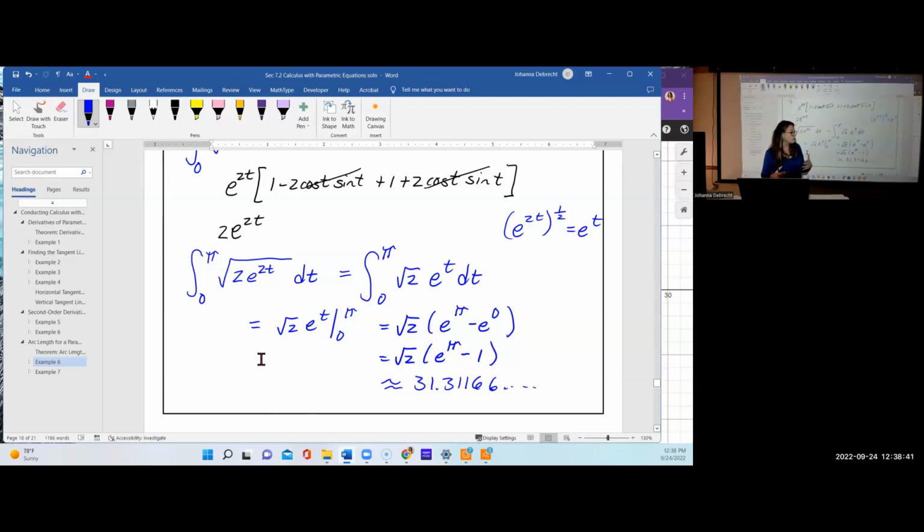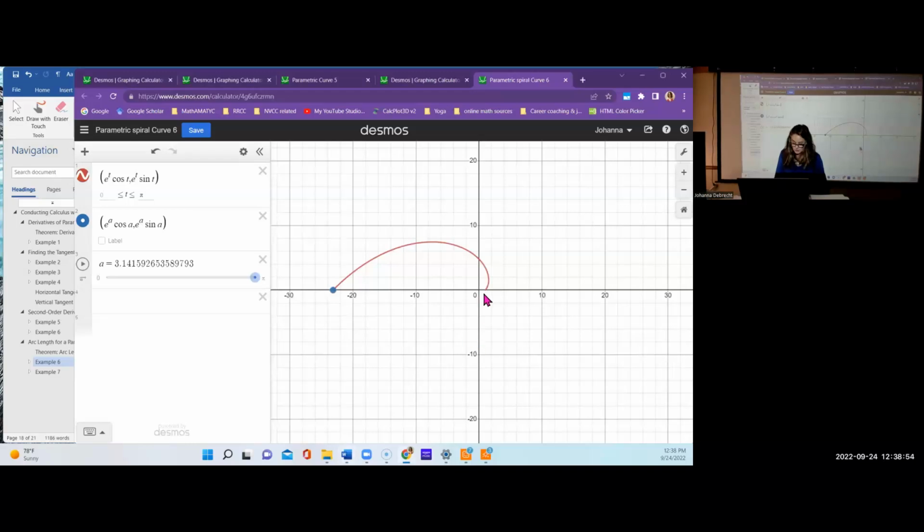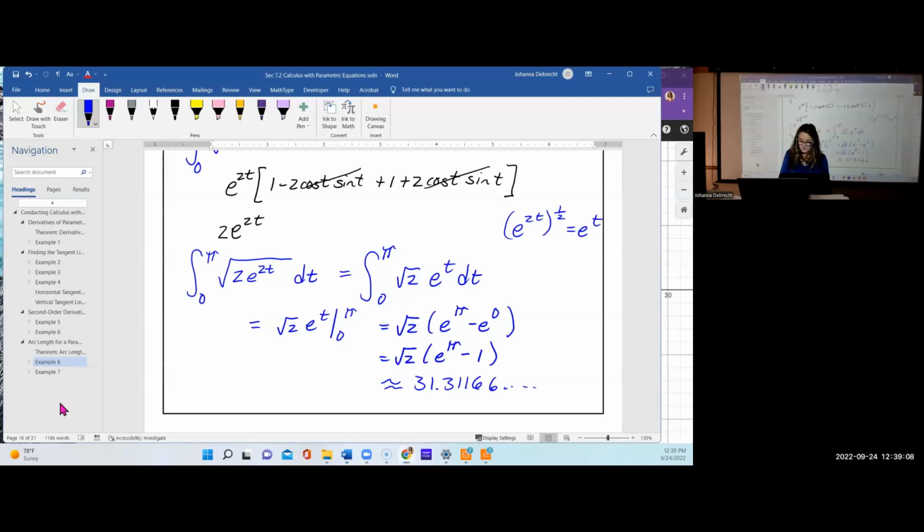You've got e to the pi, which is definitely irrational, and the square root of 2 is also irrational. So definitely a nasty number, but it's about 31 units long, a little more than 31 units long. So when we look out here on the graph, what we're saying is if we put a rope along this arc length, we would need a rope that's about 31 1/3 units long, or feet or inches or whatever we're talking about. All right, and that gives us the arc length of that particular curve from 0 to pi.